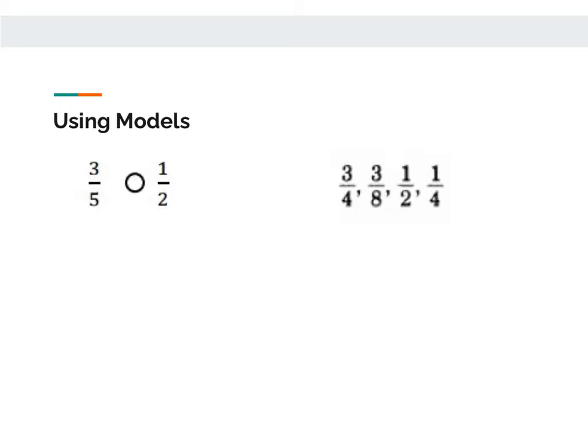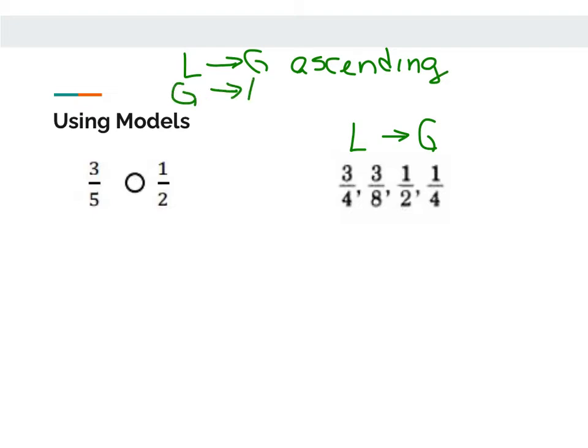Okay, so here we have one that is comparing and one that is putting them in order from least to greatest. I'm going to go ahead and put that because usually they'll tell you they want it least to greatest or greatest to least. So remember, when you're going least to greatest, that is ascending order. And greatest to least is descending order. Now, this is something you need to write in your notes because those are the words that they're going to be using and we need you to understand them.